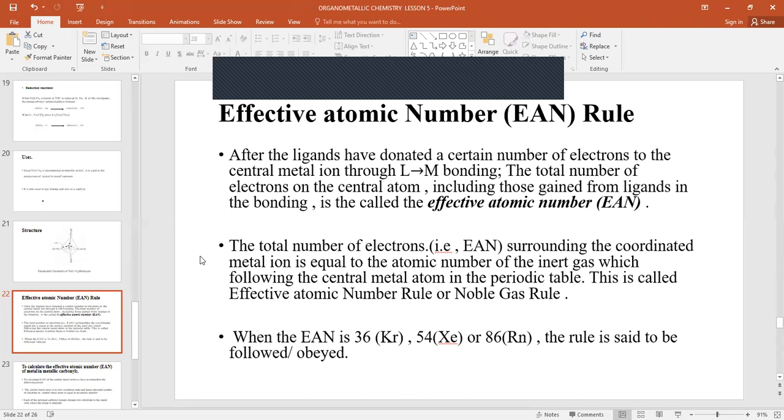the effective atomic number. The total number of electrons surrounding the coordinated metal ion is equal to the atomic number of the inert gas which follows the central metal atom in the periodic table. This is called the effective atomic number. When the EAN is 36 for krypton, 54 for xenon, and 86 for radon, the rule is said to be followed or obeyed.